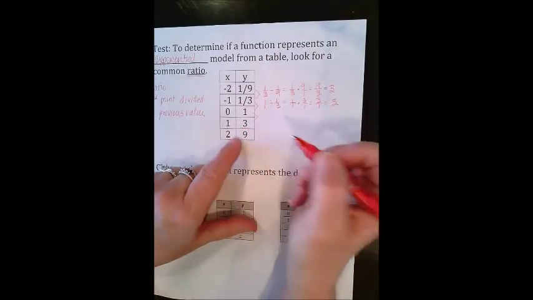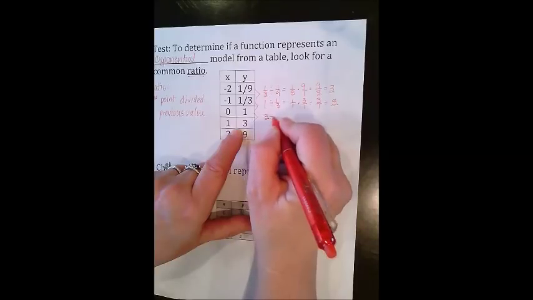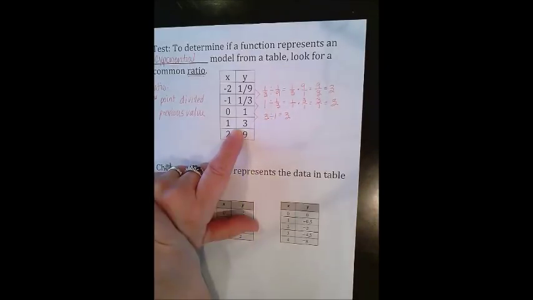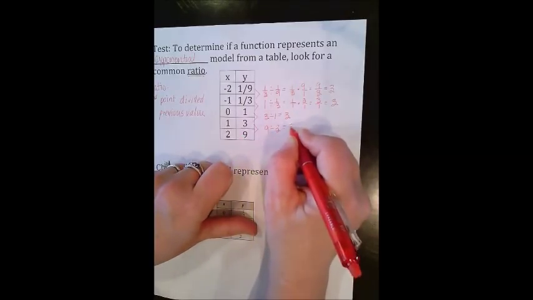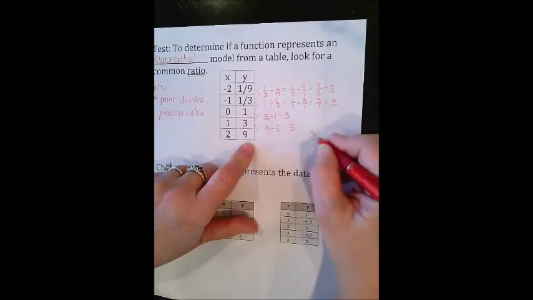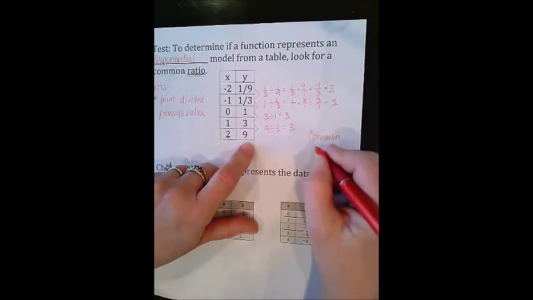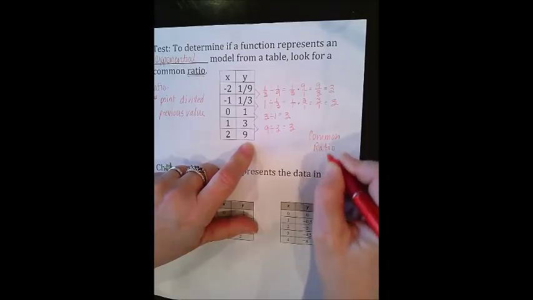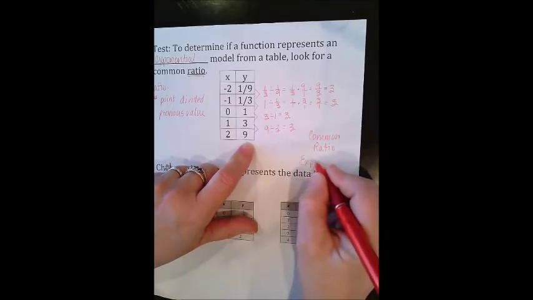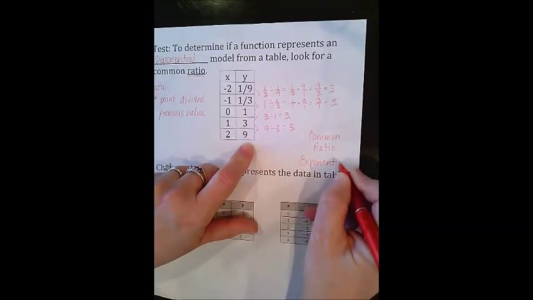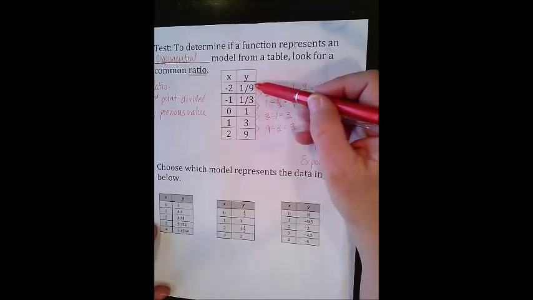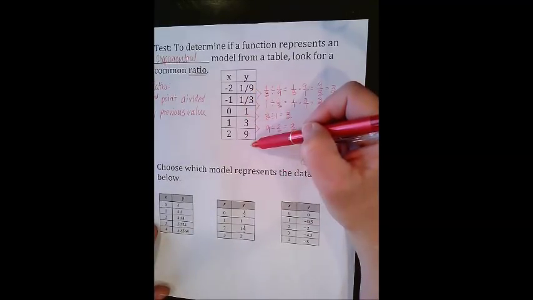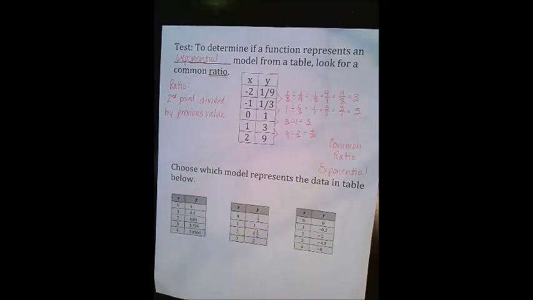Okay, these are going to get easier because we don't have fractions anymore. 3 divided by 1 is 3. That was easy. And second one, 9 divided by the previous, 3. 9 divided by 3 is 3. Since these have a common ratio, they're all the same. Common means they're the same. That means it's an exponential model. And what I want you to notice about the exponential model, we went from really small fractions up to 9 pretty quickly. That's pretty common when we have an exponential model, is that the values change very drastically, very quickly.